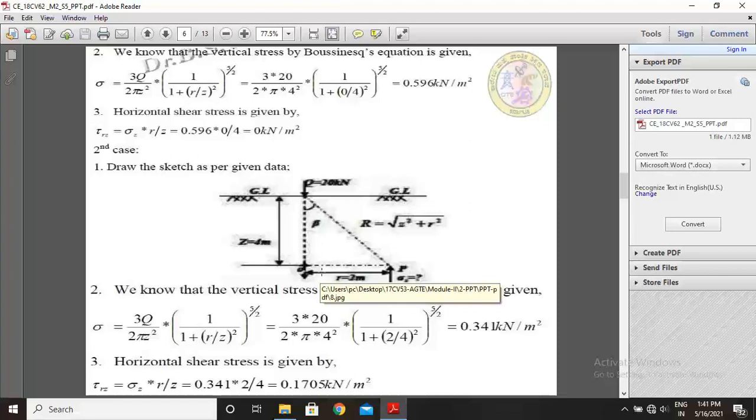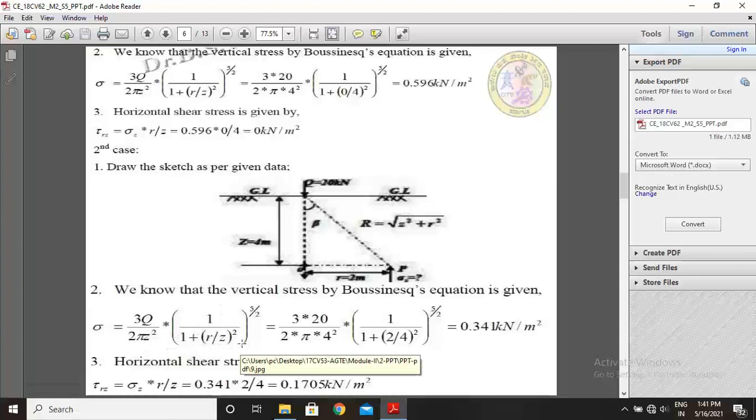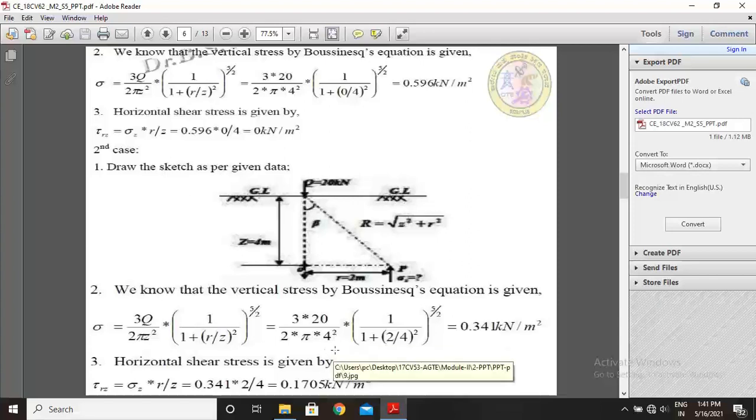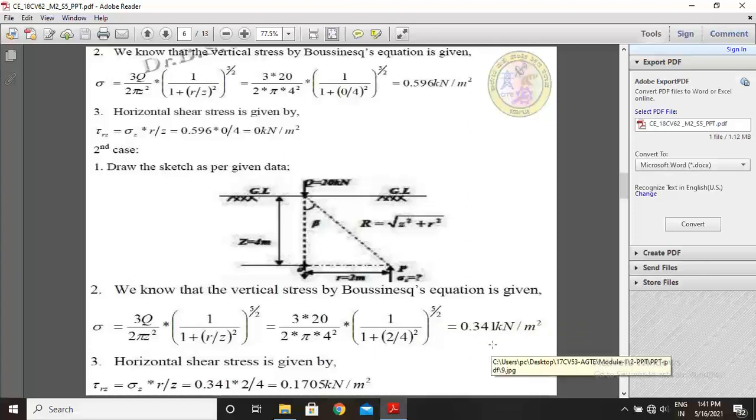We know that the vertical stress by Boussinesq's equation is given by the relationship sigma Z equal to 3q by 2 pi Z square into 1 by 1 plus R by Z square to the power of 5 by 2. So in this equation you substitute the value here. Q is 20, Z is 4 and R is 2, Z is 4. So while solving this equation, we are getting the answer 0.341 kilonewton per meter square.